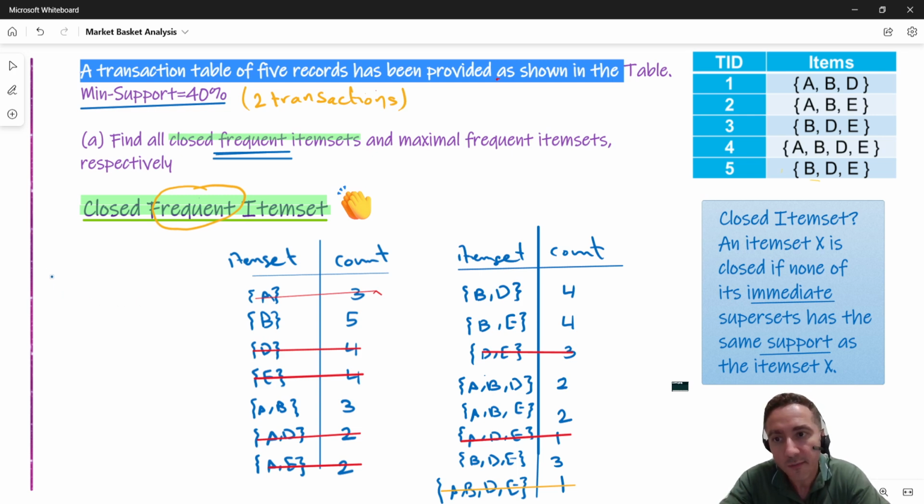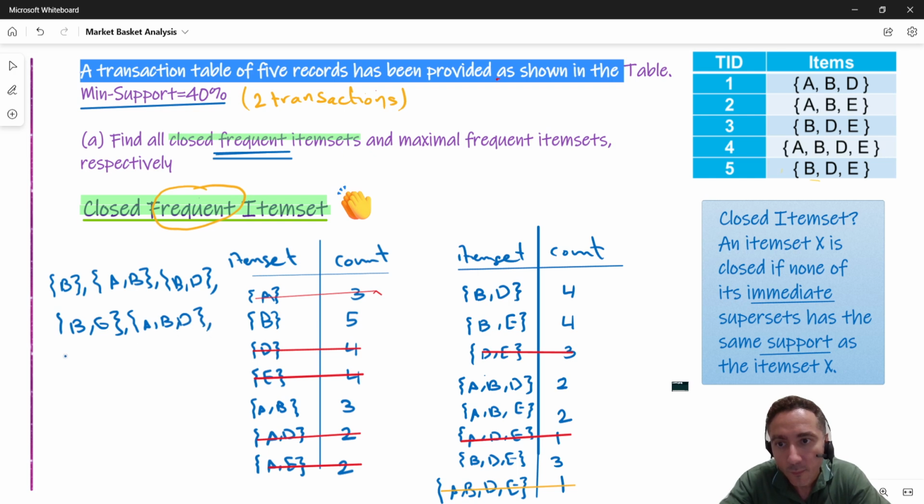So the closed frequent item sets for this example are B, the one that we haven't crossed out, AB, then we have BD. What else? BE, ABD, then ABE, BDE.